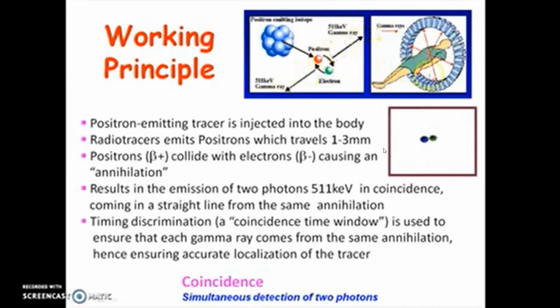Now have a look here. Assume the annihilation takes place at this point. Exactly 2 gamma rays are going to be produced, and they are going to be captured by the detectors surrounding the patient. Since they are captured simultaneously, we call this coincidence imaging. What do we mean by coincidence? It's nothing but simultaneous detection of 2 photons. Whatever happened here is detected simultaneously. This is the fundamental principle of the PET scanner.